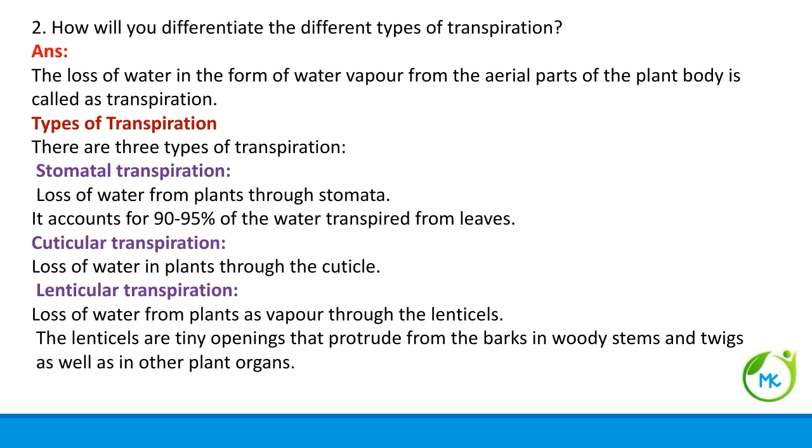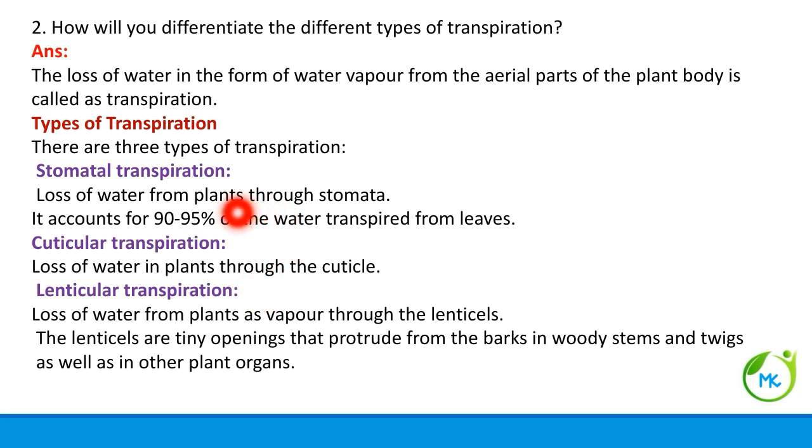Then second detail, how will you differentiate the different types of transpiration? So before going to the different types of transpiration, first define what is transpiration. So just now we have learnt in the answer very briefly, transpiration is nothing but loss of water from the aerial parts of the plant body. And types of transpiration, there are 3 types. So here you can list it out also and then you can explain. First one, stomatal transpiration. Second one, cuticular transpiration. Third one, lenticular transpiration.